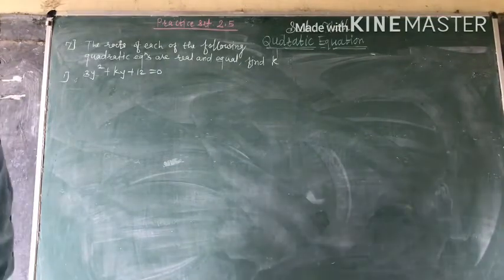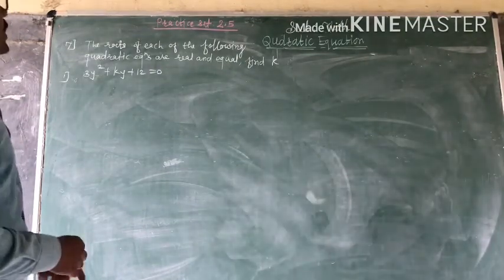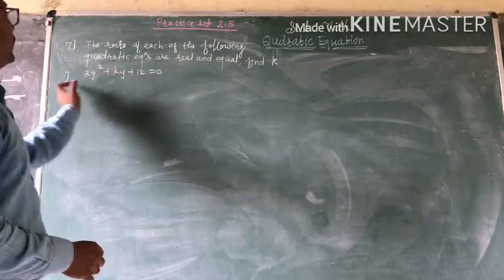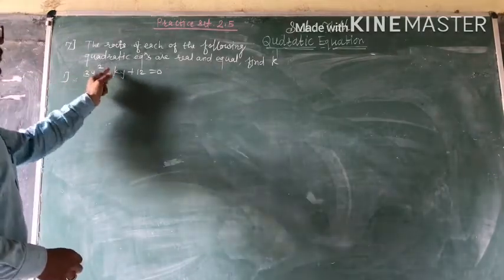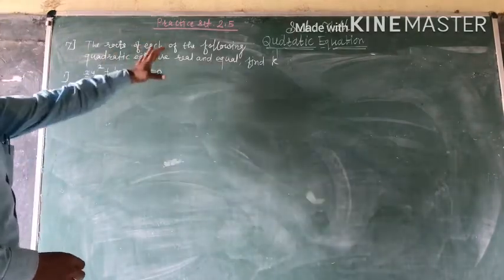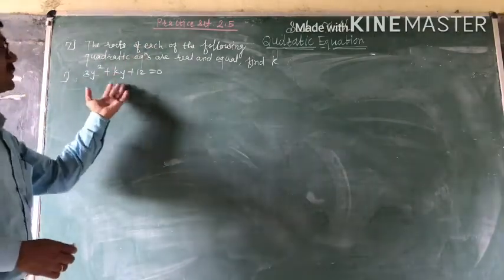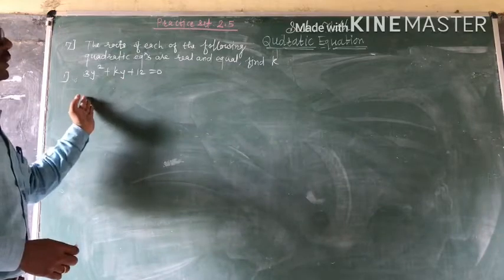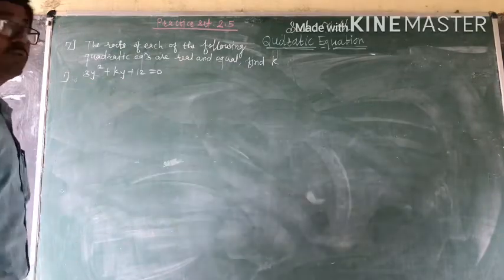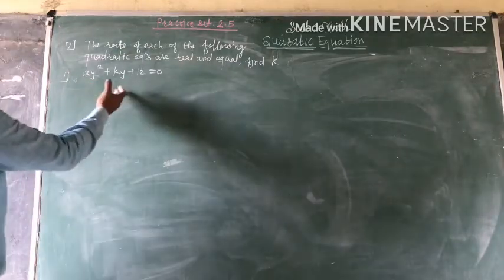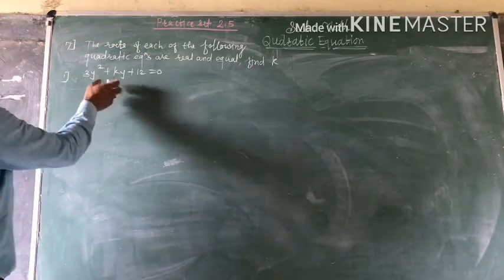Seventh question. The roots of each of the following quadratic equations are real and equal. Find k. The given equation is here. We have to find the value of k here. But the roots of these quadratic equations are real and equal. The roots of this equation real and equal means the value of delta, that is b square minus 4ac, is equal to 0. First find the value of b square minus 4ac from this given.